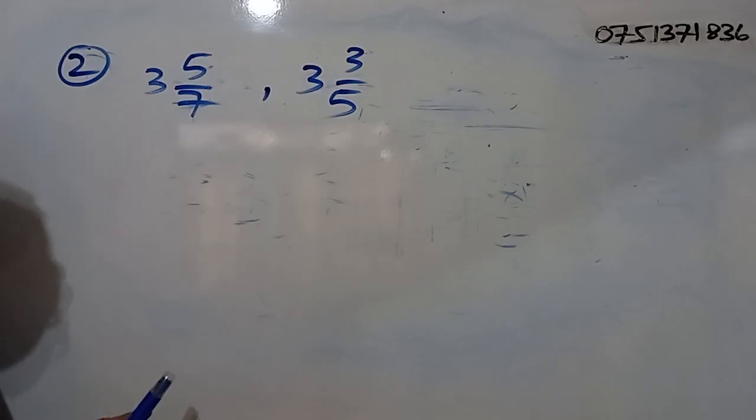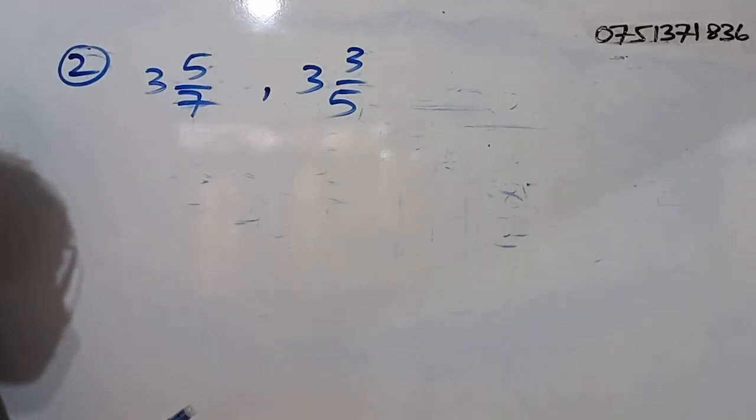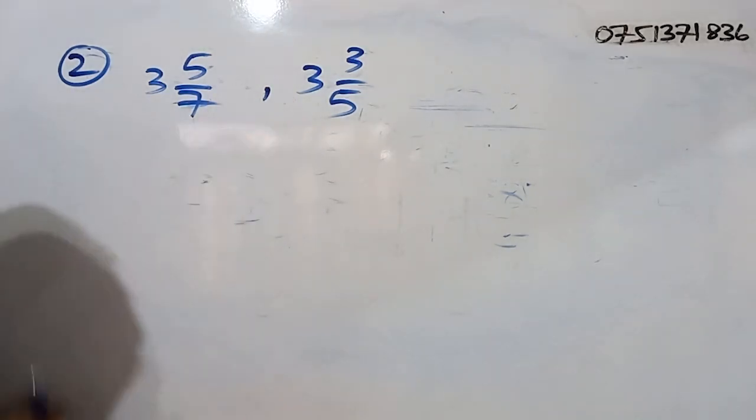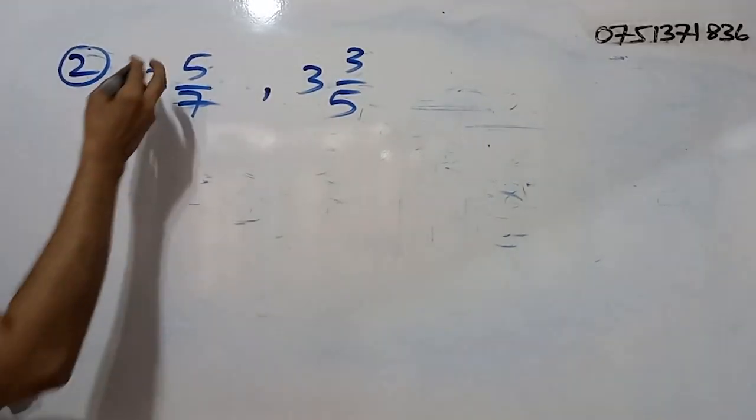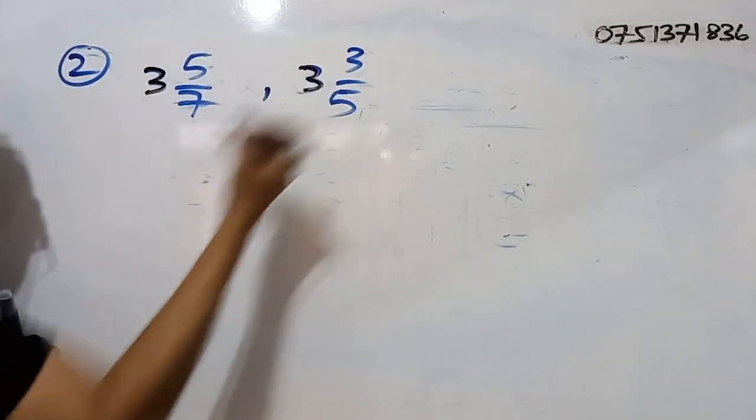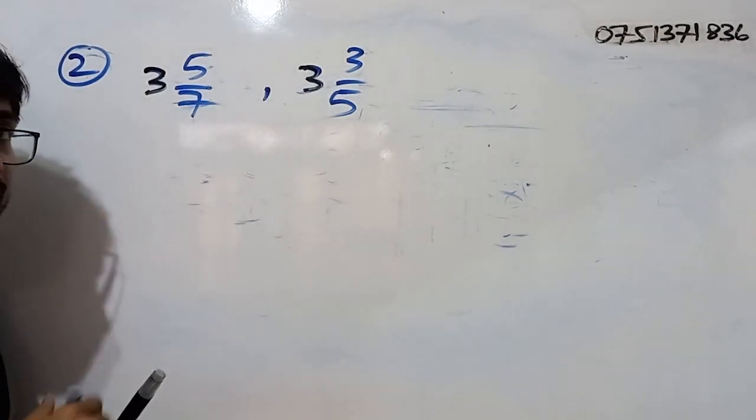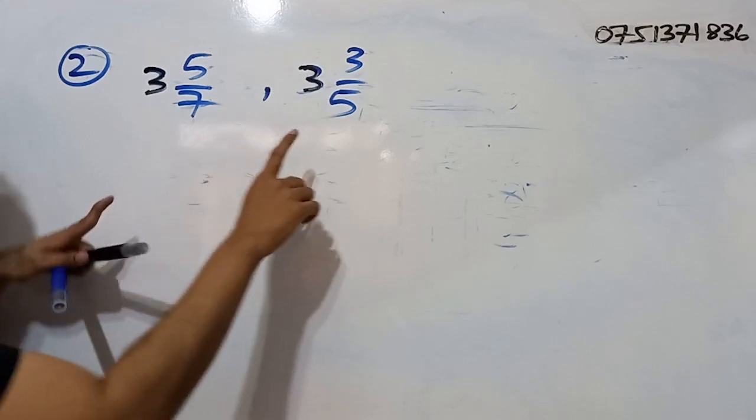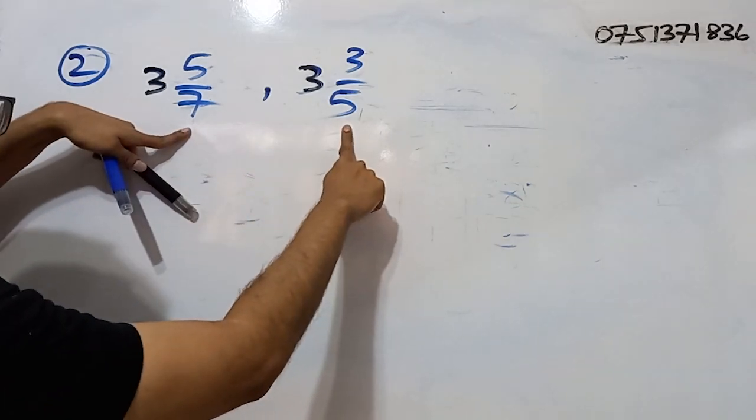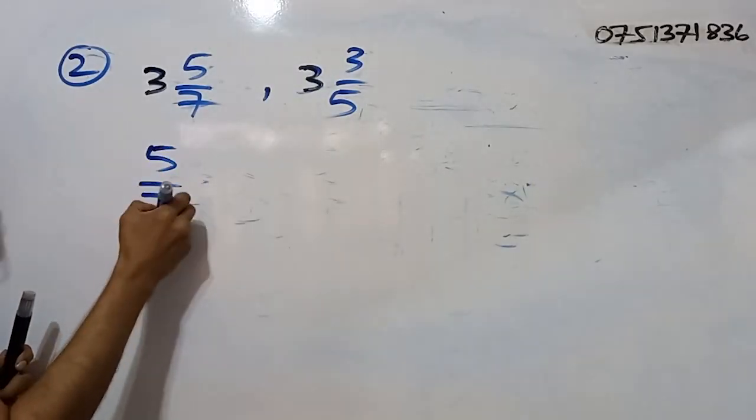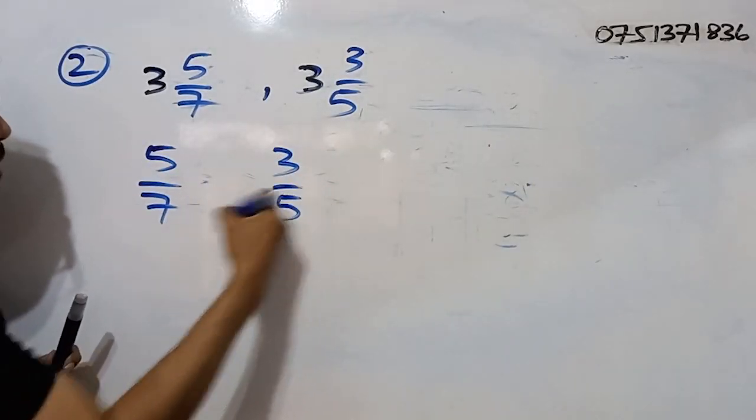Okay. So now we come to the next pattern. We have two mixed numbers, and we have to select which one is the larger one. Of these two mixed numbers, you can see that the whole number part is the same. Both have the same whole number part. When that happens, what do we have to do? We have to compare the fraction parts. So what are the two fraction parts there? We have 5 by 7 and 3 by 5.